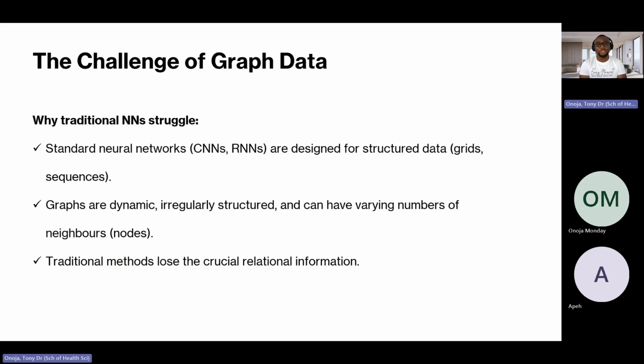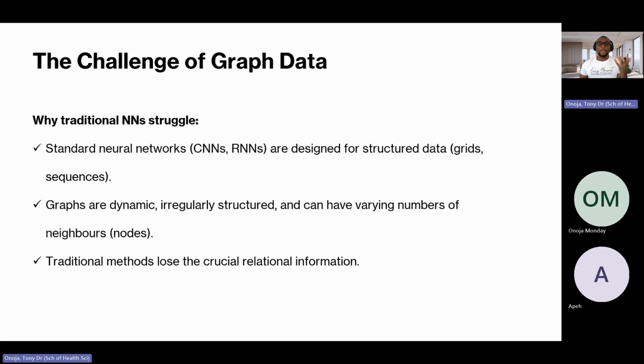But nothing comes without a challenge, of course. The graph data also has its own challenges. One of the biggest challenges of graph neural networks is that it struggles a lot, unlike the traditional neural networks. The graph neural networks have to deal with graph data, not pictures and all that.